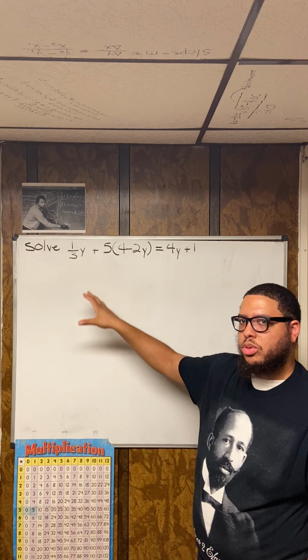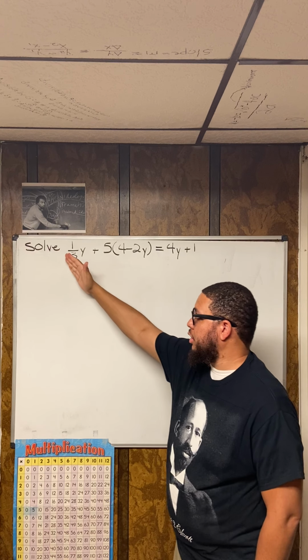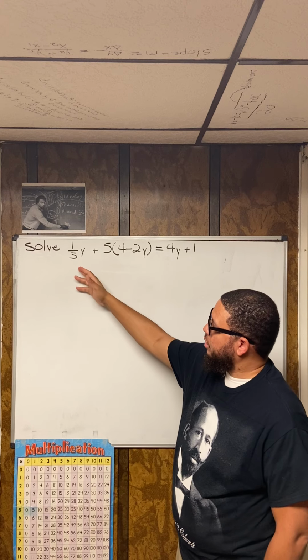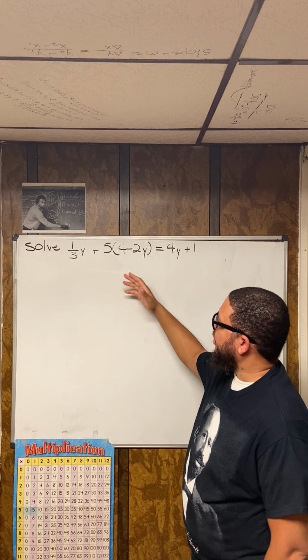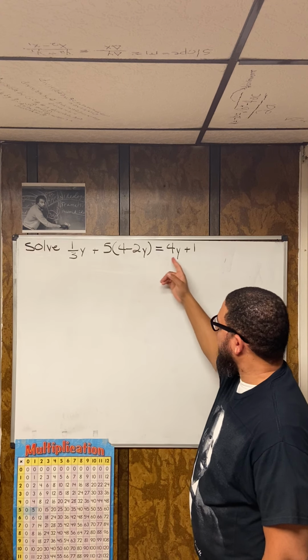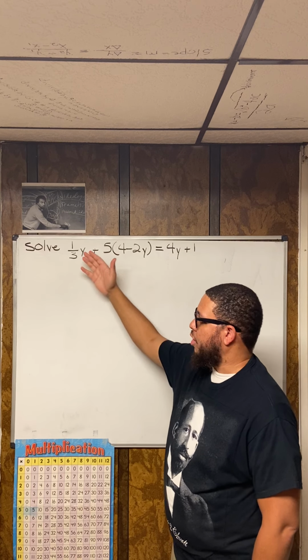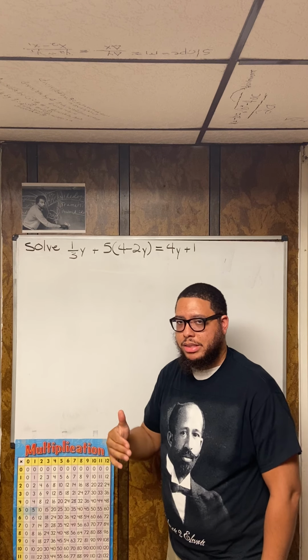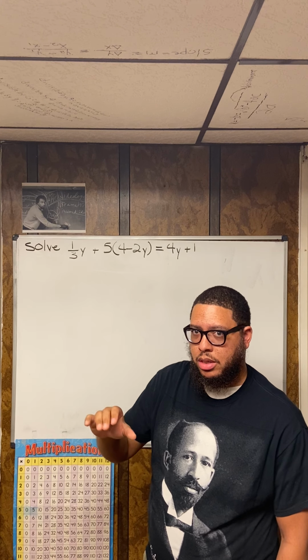Now, there's a lot of things going on in this equation. First of all, it looks very long, right? You have a lot of terms. You have parentheses. You have variables in more than one place. You have a fraction. So I'm going to provide a step-by-step process of how to simplify this whole equation.